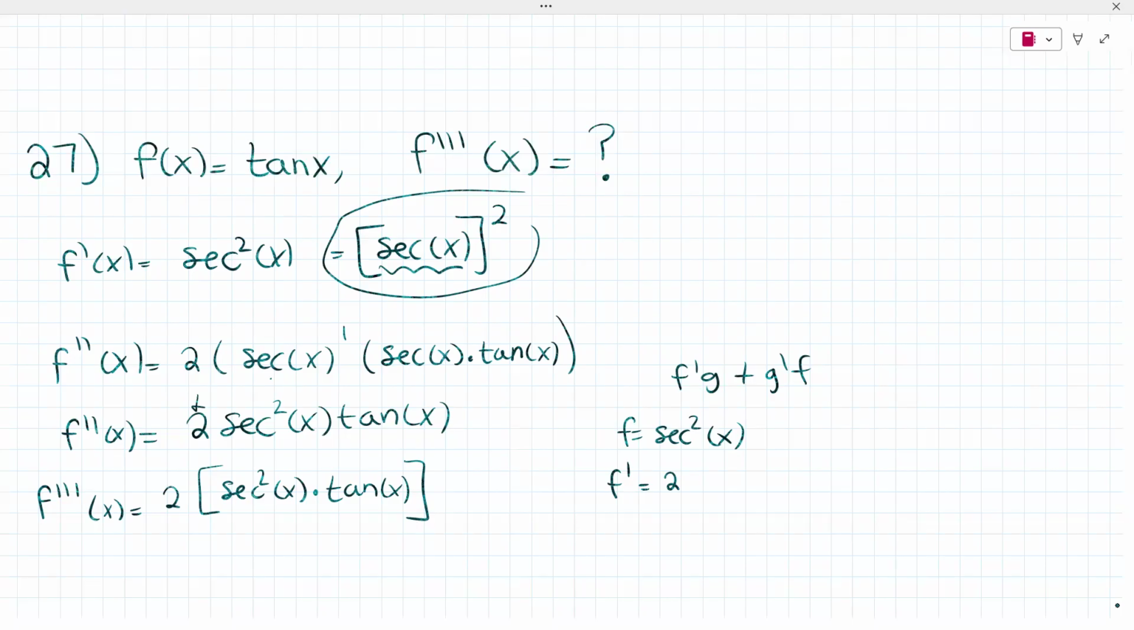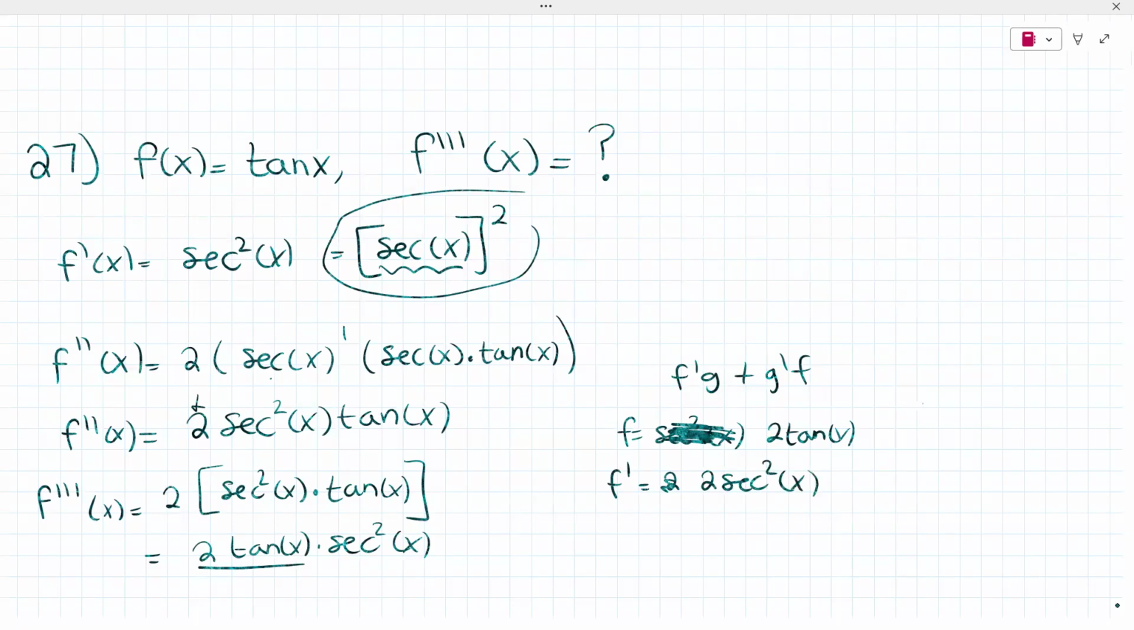Actually, you know what? I'm going to rewrite this and put the tan x first. I think that'll be easier. So I'm going to write 2 tan of x times secant square of x. That's much easier. So my f is 2 tan of x. What's the derivative of 2 tan of x? It is 2 secant square of x. Correct? And then my g is secant square of x.